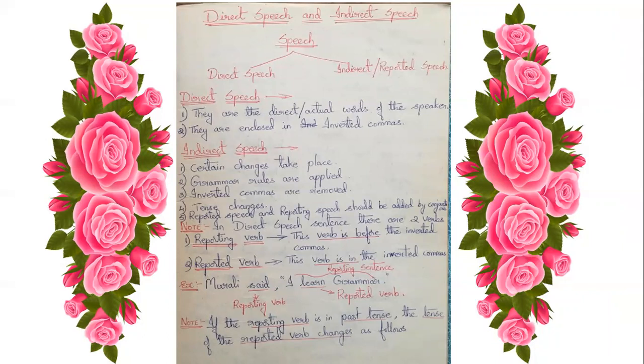Note, if the reporting verb is in the past tense, the tense of the reported verb changes as follows. If the reporting verb is in past tense, see here, said, Murali said. Said is the past tense form of the word say. So if the reporting verb is in the past tense, then certain rules are to be followed, certain changes take place. What are those? Let us see.